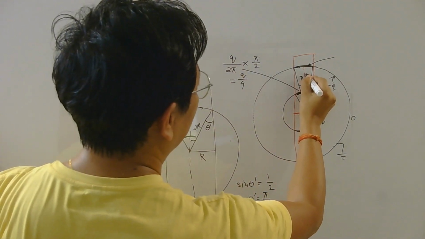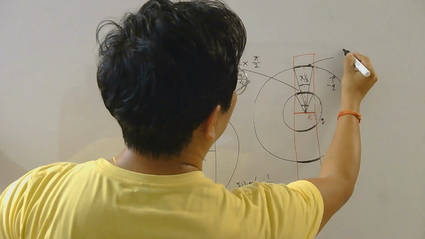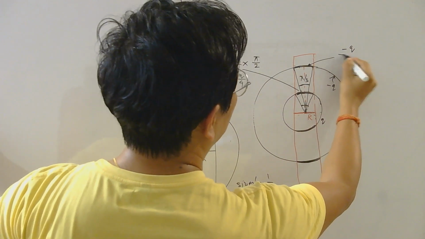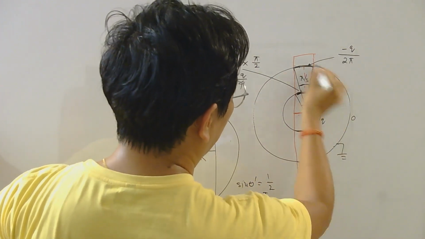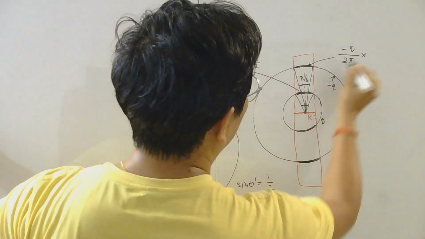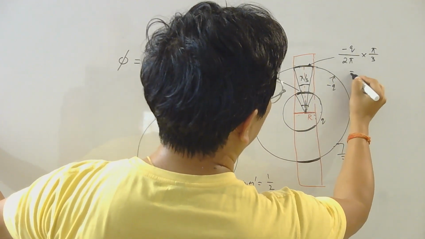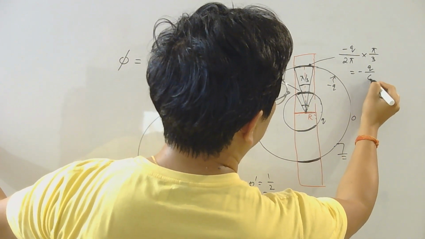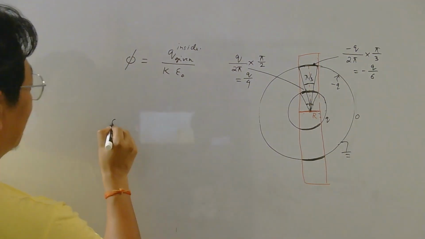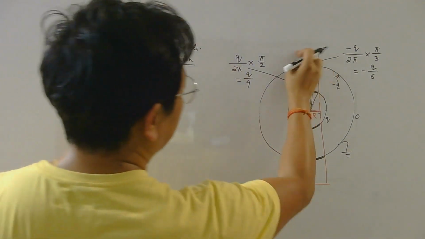So this is pi by 3. So what will be the charge now? Total charge is minus Q divided by the angle subtended by the whole circle, which is 2 pi, into the angle subtended by this part, which is pi by 3. So minus Q by 6. Right? Okay. So now what is the total charge inside this?